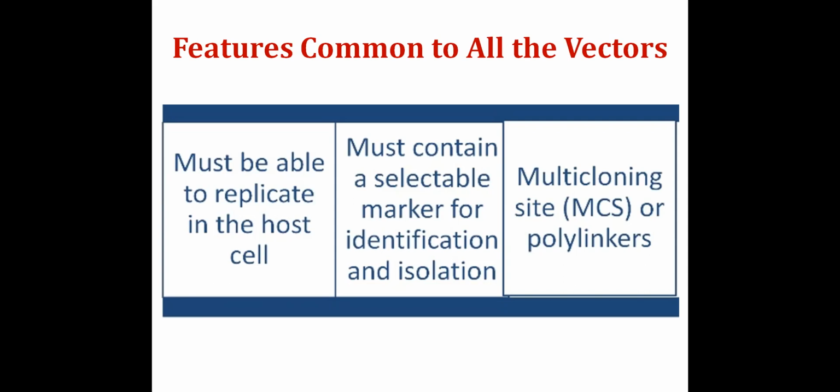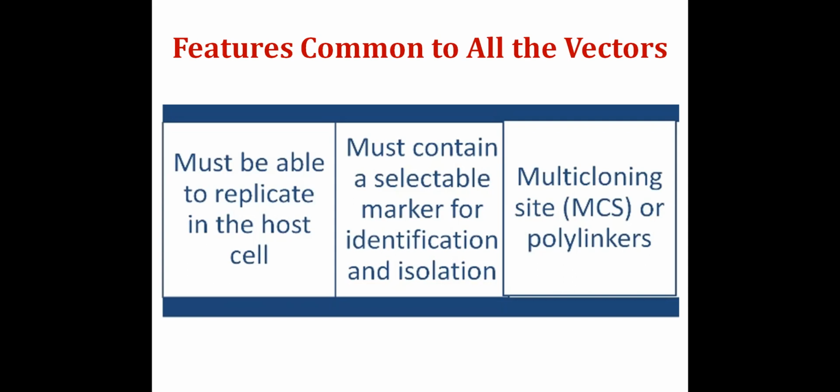All types of vectors must have some common features. Out of several desired characters, these three features are present in all vectors. Number one, it must be able to replicate in the host cell, which means it should carry the origin of DNA replication. Then it must contain a selectable marker for identification and isolation.